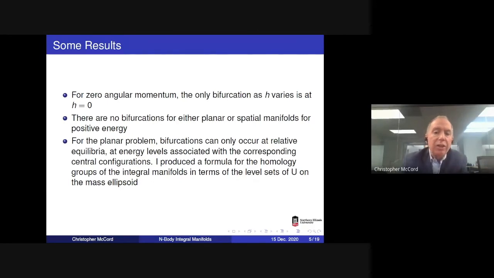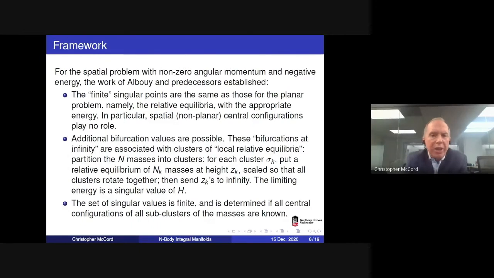If you know that, you can use that to find a homology formula, a formula for the homology groups of the integral manifolds in terms of the level sets of the potential function on the mass ellipsoid. So the planar problem is essentially under control up to knowing all the central configurations, which of course is one of the great open problems in the n-body problem.